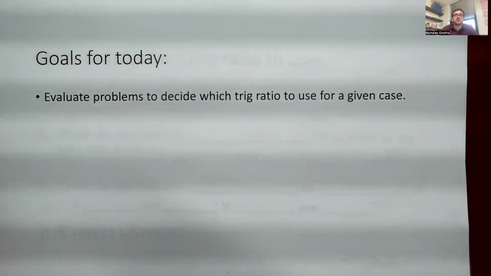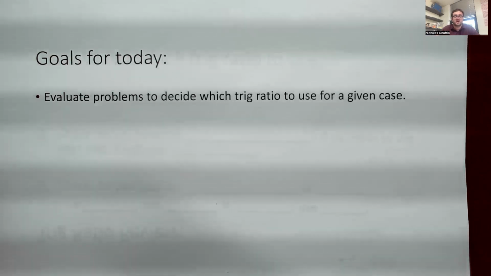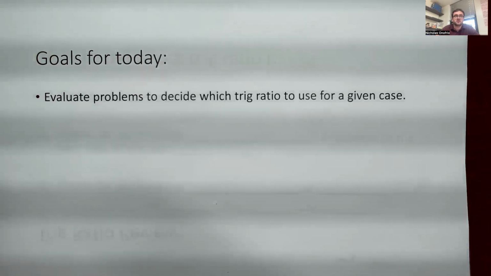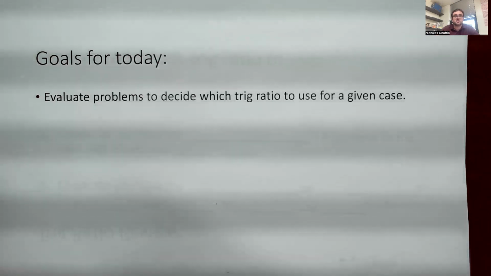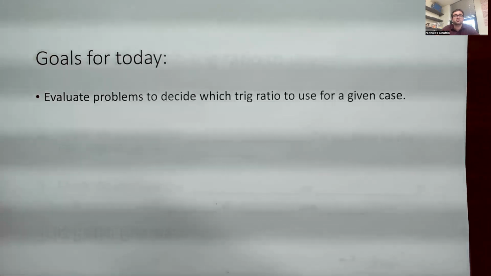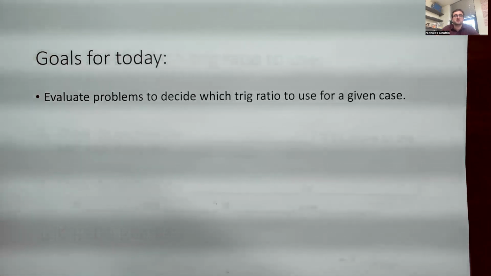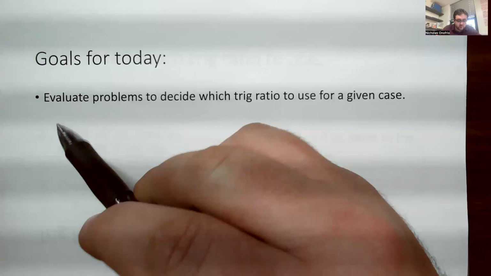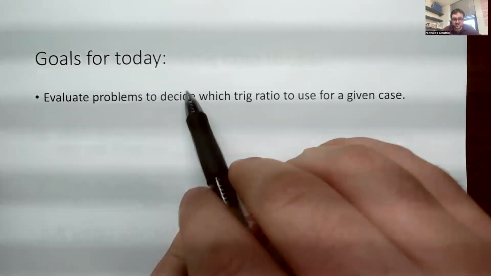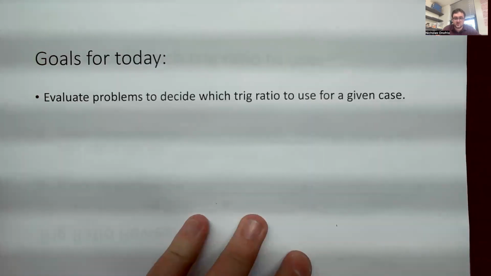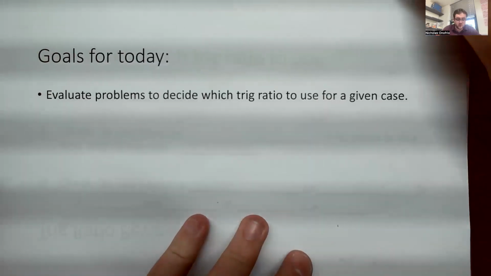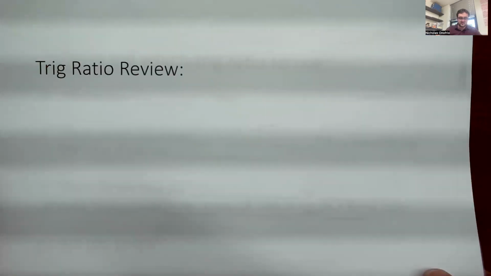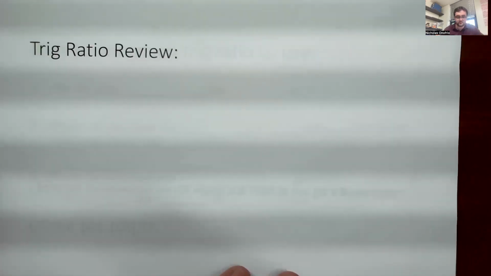This week, we are going to build off of our knowledge of trig. Last week, we talked about the three main trigonometric ratios, but we didn't really talk about how we could figure out which one to use in a given situation. Today, our goal is to evaluate problems to decide which trig ratio to use for a given case. We are going to start on your slide that's mostly blank and says trig ratio review.